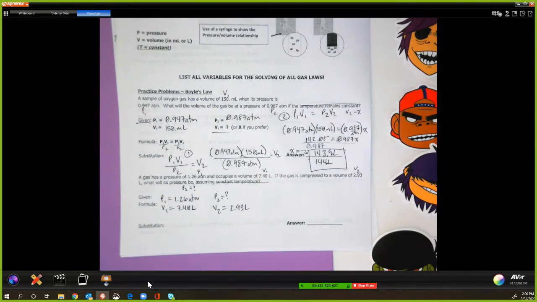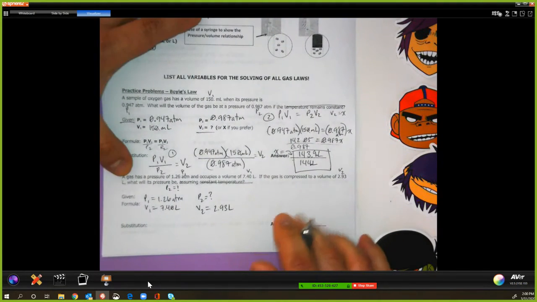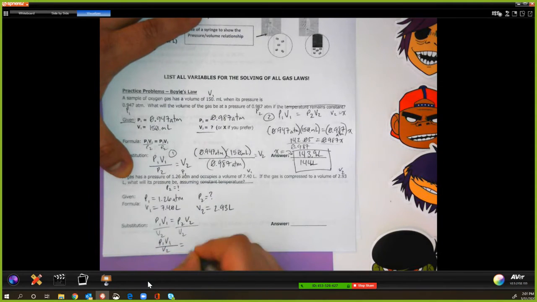And when you substitute that, so P2, our formula is P1 V1 equals P2 V2. And so P2, if I get it by itself, divide both sides by V2 to isolate that. Then my new formula becomes P1 V1 over V2 equals P2.